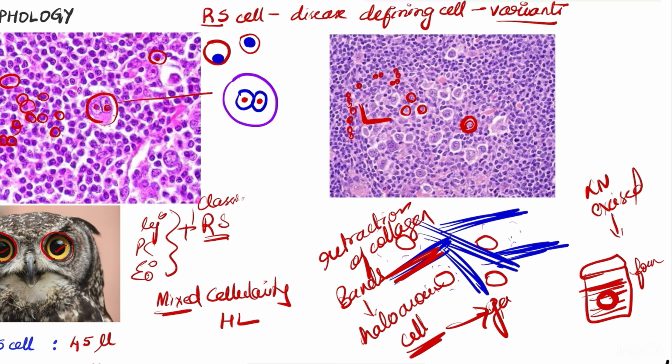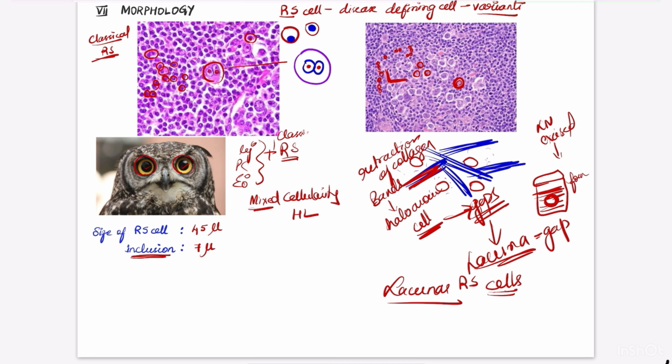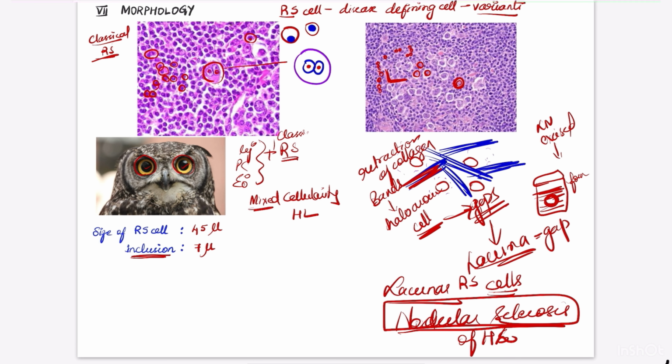The gaps around the cells are called lacuna. Lacuna in literal English means gap. Lacuna means a gap or a missing point. Therefore, these RS cells are called lacunar RS cells, which are found in the nodular sclerosis variant of Hodgkin's lymphoma. So the nodular sclerosis variant has lots of collagen and RS cells.